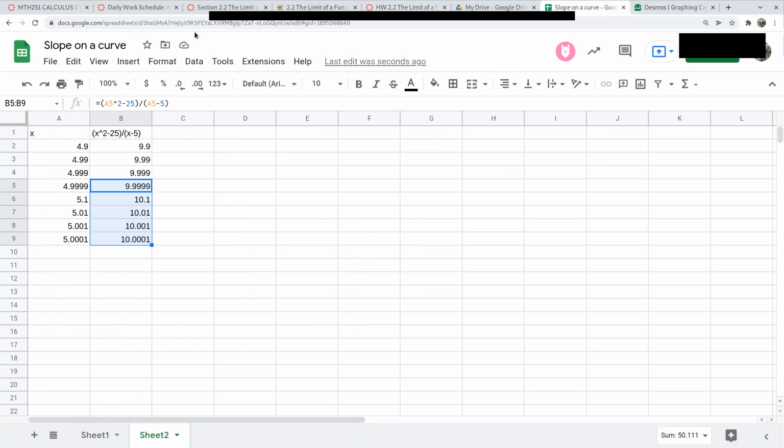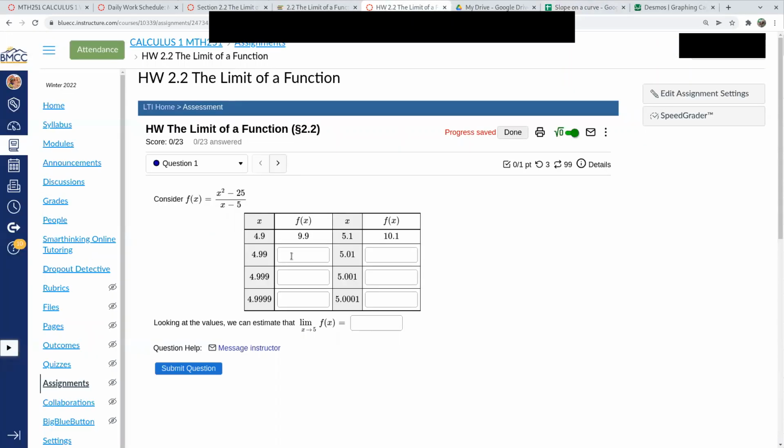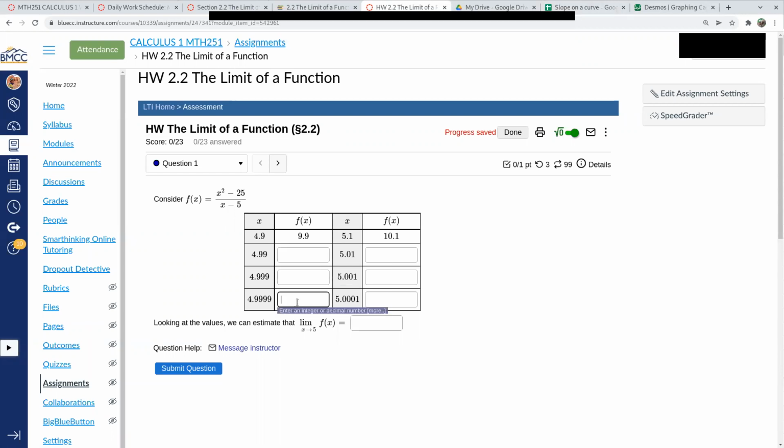On your homework, you might have slightly different numbers. Enter each of your Y values, and then state what you believe based on the patterns you see above. The left side seems to be approaching 10. The right side seems to be approaching 10. So the two-sided limit here must be approaching 10.